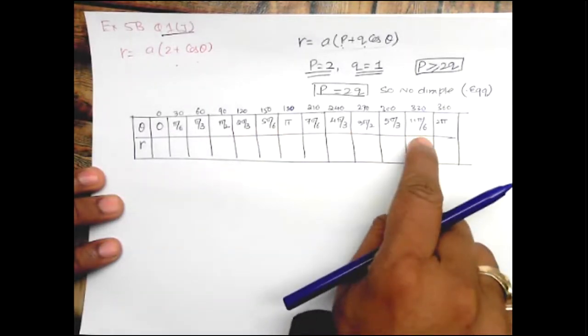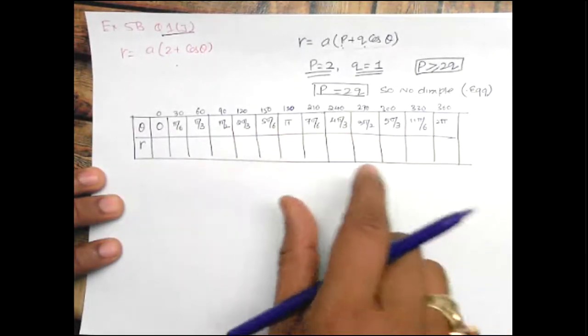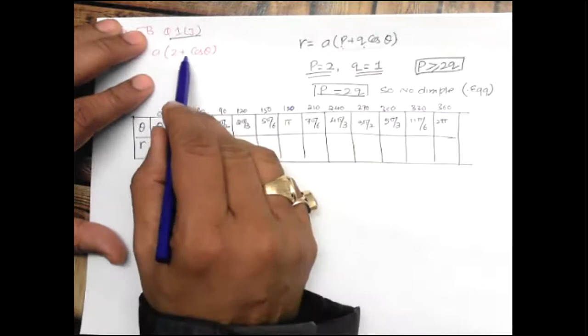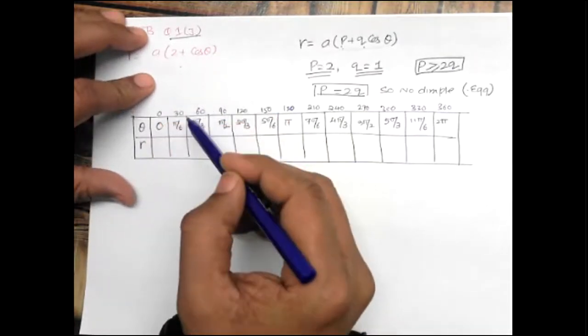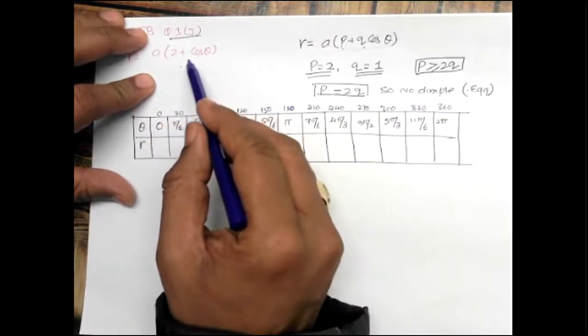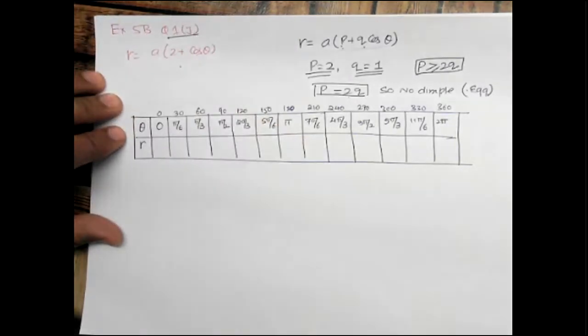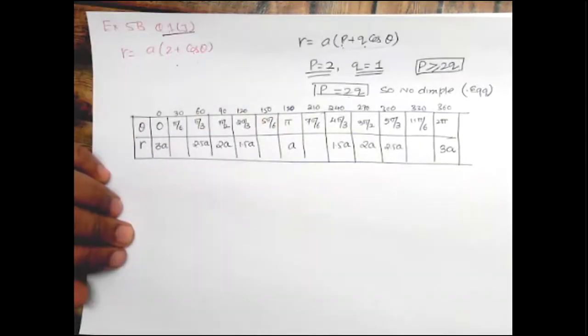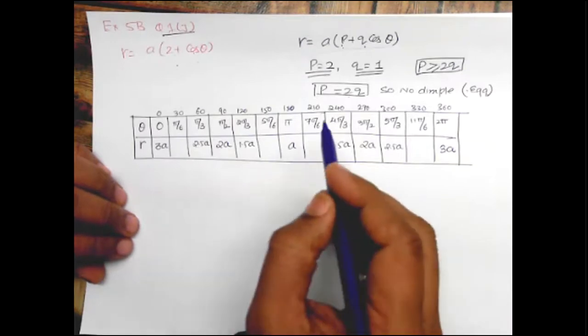So I've written down the table of values. I will write down the values of R, so R is equal to 2 plus cos theta. I know the values of cos theta for these angles, so I'll put them in and work out the relevant value for R. Okay, so let's compare the answer. I'm sure you've seen this, guys.